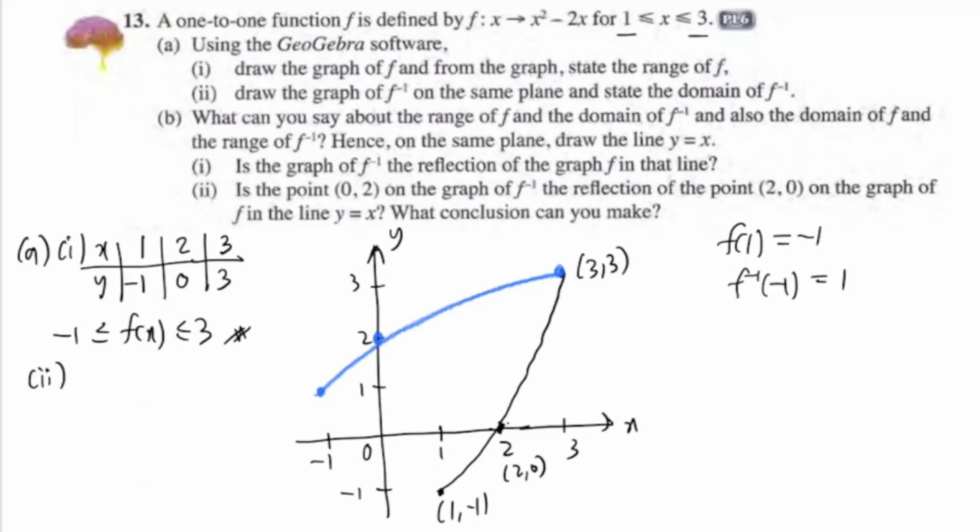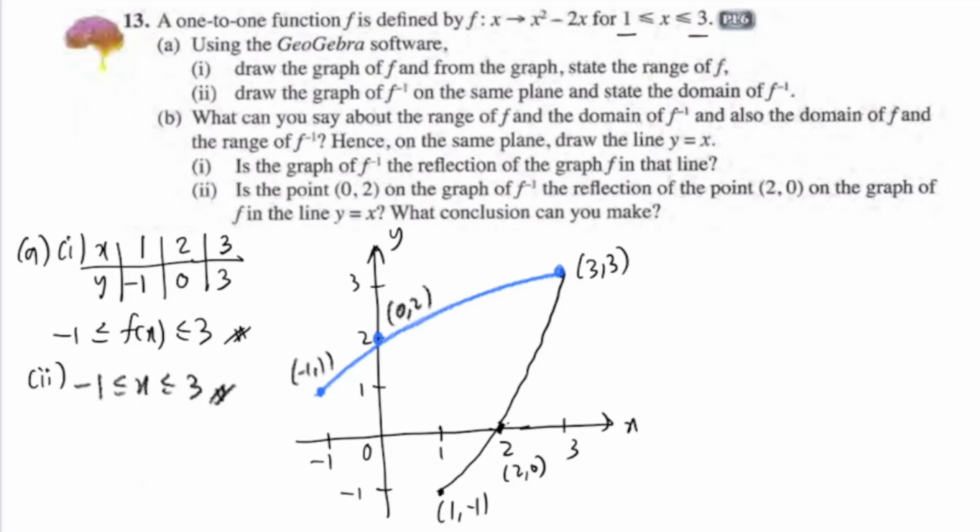Okay, better. My 2 is a little bit off, but it's okay. Now I've drawn the graph of f inverse, and we state the domain. Domain is your x values. Maybe I plot the points for you: this is minus 1, 1, and 0, 2. 3, 3 I don't need again because it's the same point. So your possible x values are between minus 1 and 3. So your domain for f inverse is minus 1 to 3.